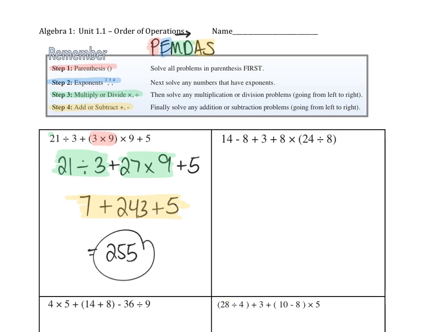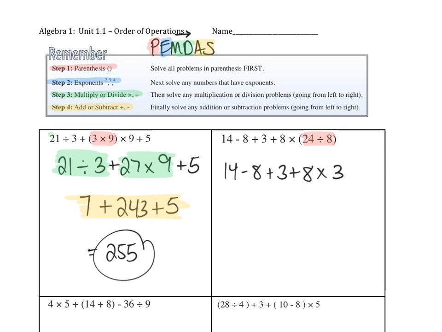All right, let's try using PEMDAS for the next example. Again, we look for parentheses. So there is a set of parentheses in here, so that's what I'm going to solve first. 24 divided by 8, and I'm going to write down the rest of my problem. So I have 14 minus 8 plus 3 plus 8 times, and 24 divided by 8 is 3. So I did that first set.